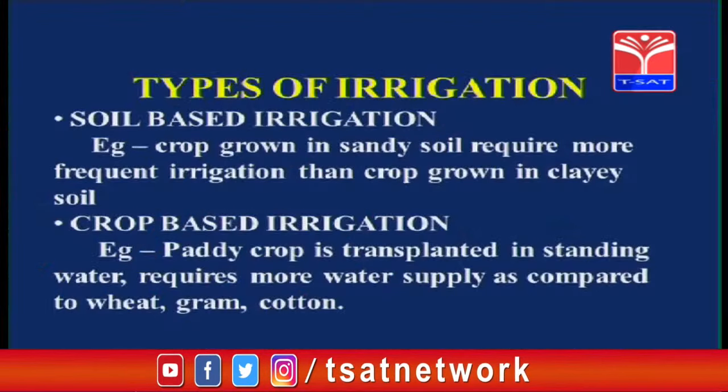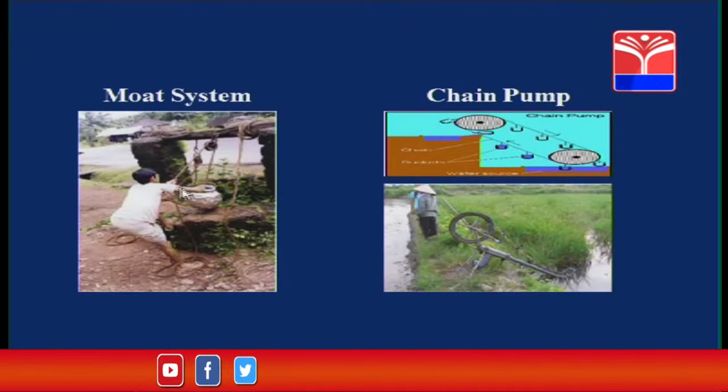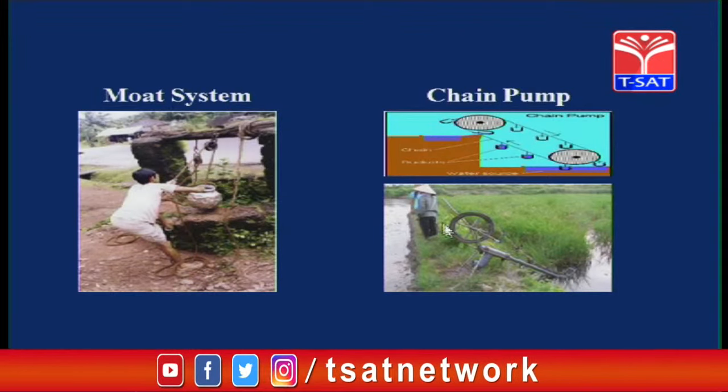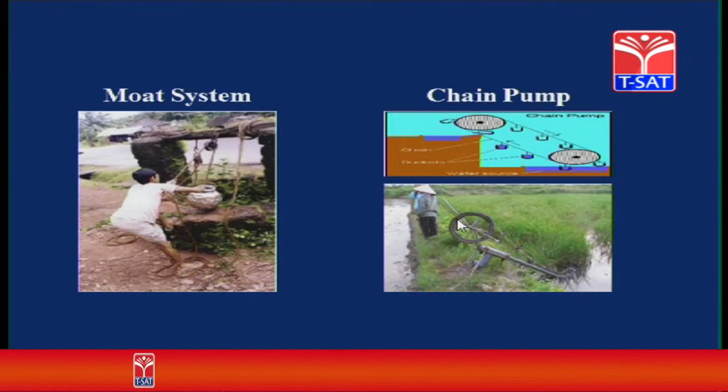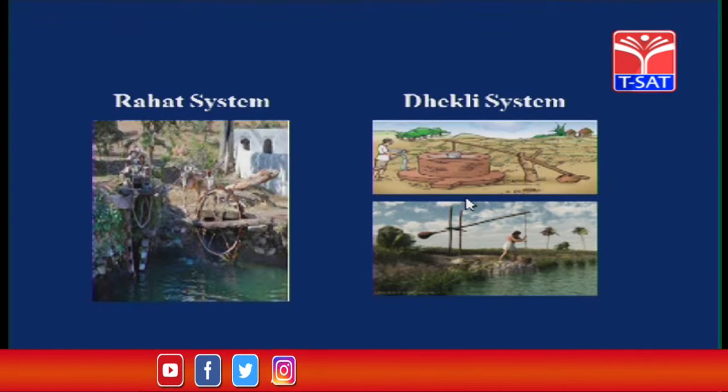So, let us see what are the ancient methods of irrigation. Ancient methods are also called traditional methods. What are those? Moat, that is pulley system, chain pump, rahat, etc. So, here in this a person is taking the water. Chain pump means here a pulley is arranged and it is drawn with the rope. So, this is the chain pump system, and this one is the rahat system. So, these are the different methods which were used anciently, previously.